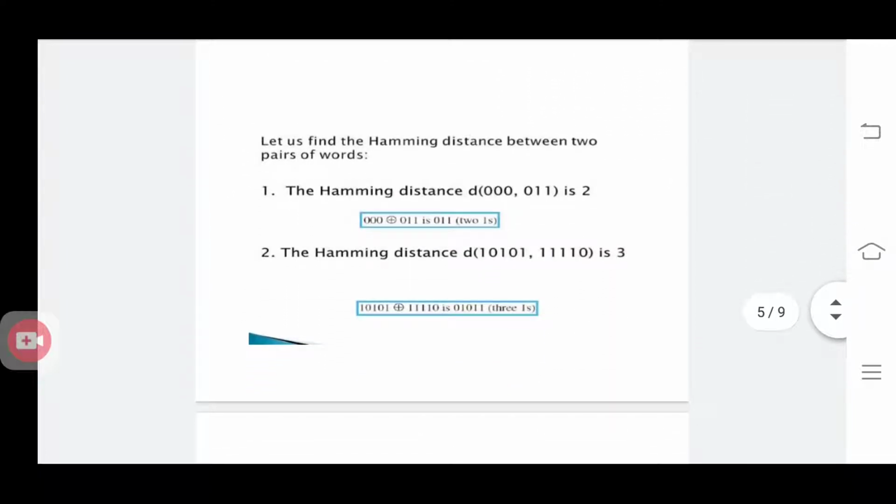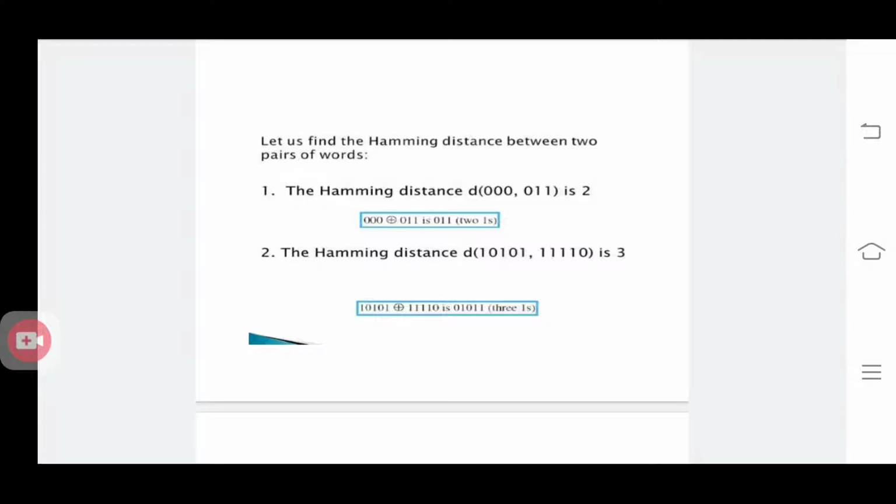So let us find the Hamming distance between two pairs of words. We have two words, 000 and 011. So how do we find the Hamming distance? d of 000 comma 011. You can see that two bits are altered. The first bit is the same for the first and second data words, but for the second and third bits, in the first word it is 00, while in the second word it is 11. So the number of bits altered is 2, and the Hamming distance between these two words is 2.